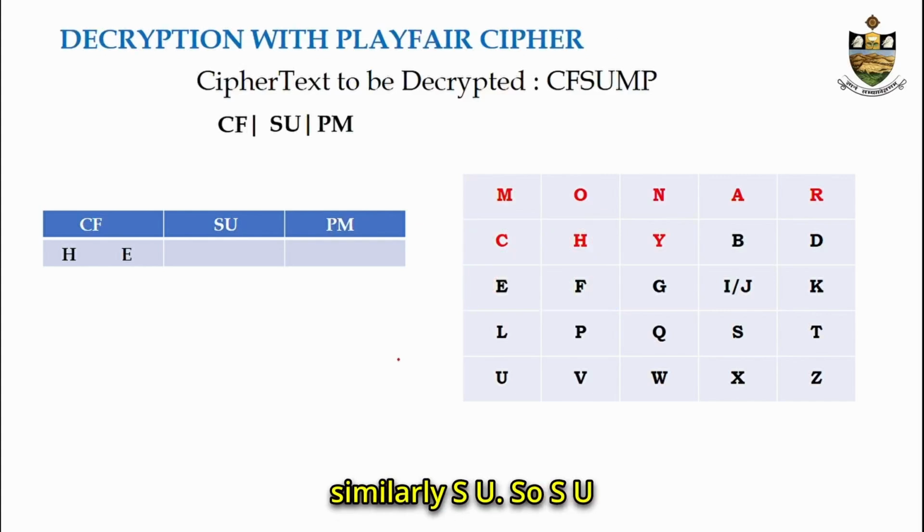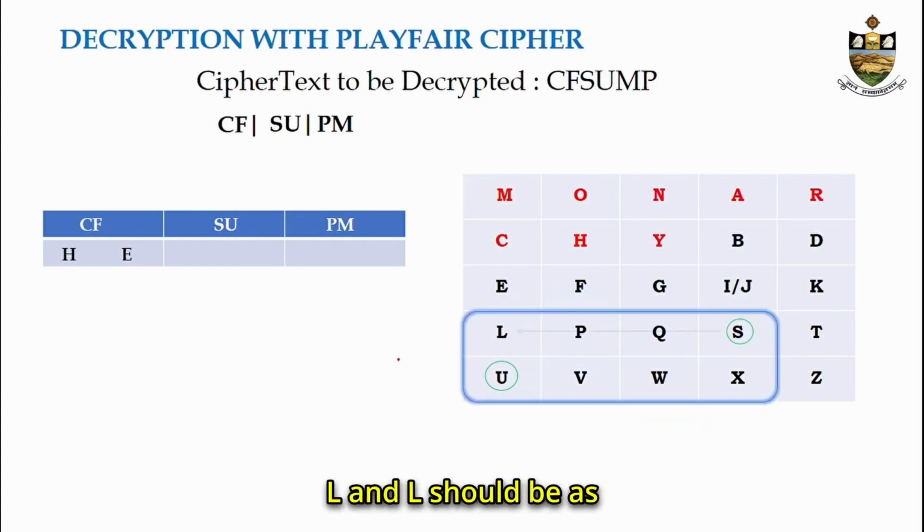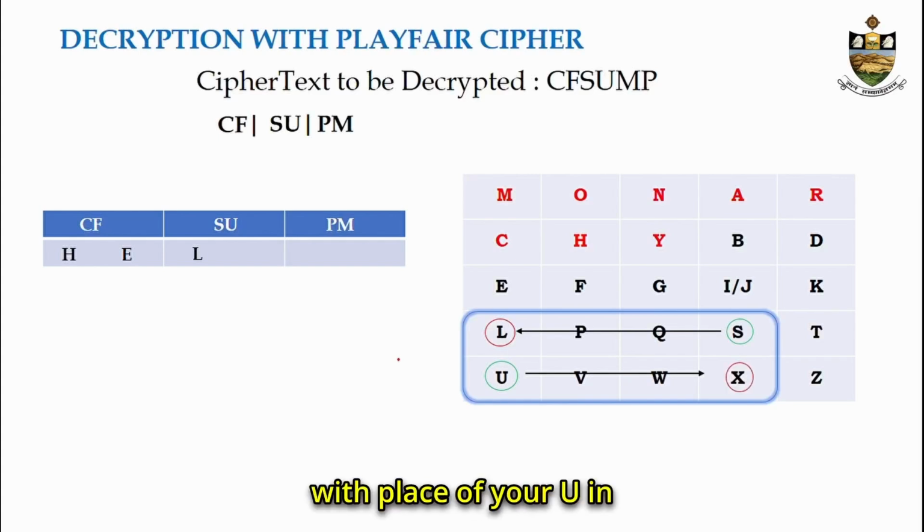Similarly, SU. SU can also be identified by the given 5 by 5 matrix. S is in the fourth row, fourth column, and U is in the fifth row, first column. So it is not in the same row. That's why we draw the rectangular box. S's opposite character is L, so L is the replacement of S, and U's opposite character is X. X is identified and replaces U.